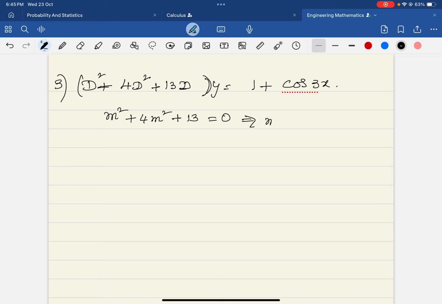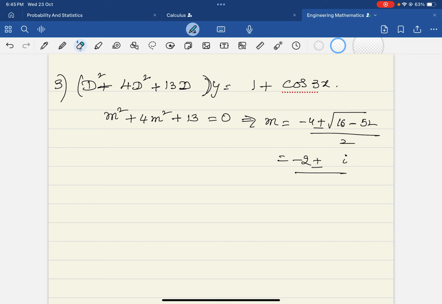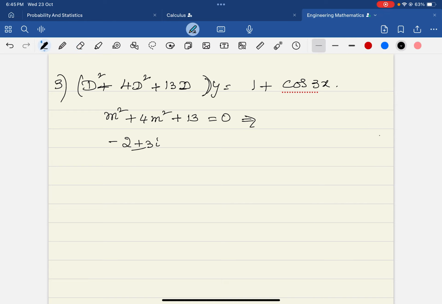What are the roots of this equation? m is equal to minus b plus or minus the root of b square minus 4ac, which is 52, all over 2. That is minus 2 plus or minus, this is 36, so 6i by 2, that means 3i. You can also get this using your calculator. So the roots are m is equal to minus 2 plus or minus 3i.